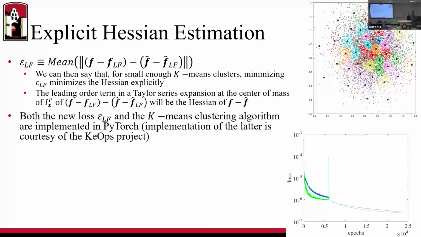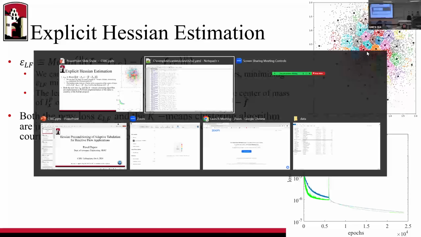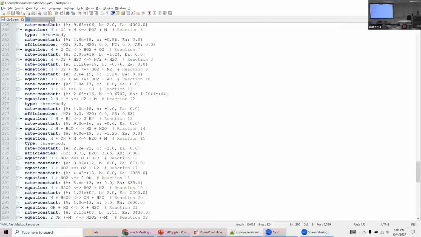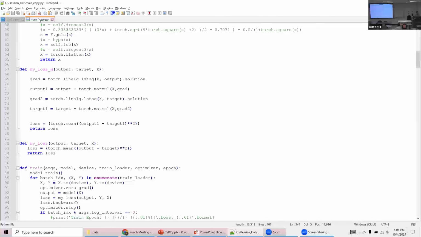The new loss is original. The K-means clustering algorithm is well established. It is courtesy of the KOX project, and the new loss may look complicated, but it is literally just these 5 lines. We're taking a least squares, we're subtracting the least squares, we're taking a least squares for the training data, we're subtracting the least squares, and then we're taking the RMS mean of that.